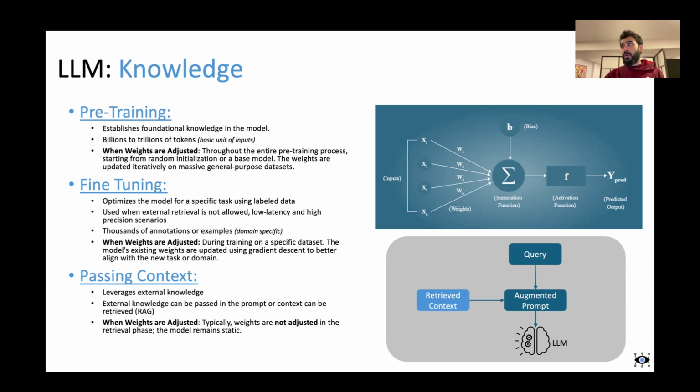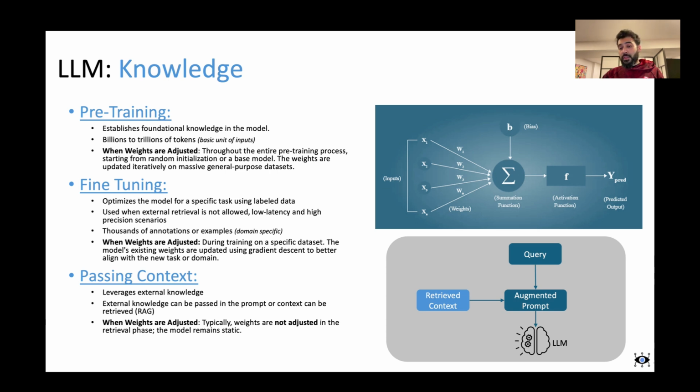Now, number three, passing context. You can pass context to ChatGPT when you're asking a query. That's one way. But there are smarter ways also. Let's say you want to pass all the information about your company or your department to an LLM and then get a response. How do you do it in a smarter way? By developing a RAG. In RAG, the weights are not adjusted.